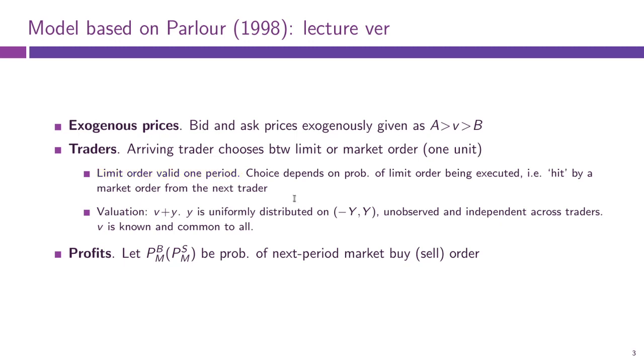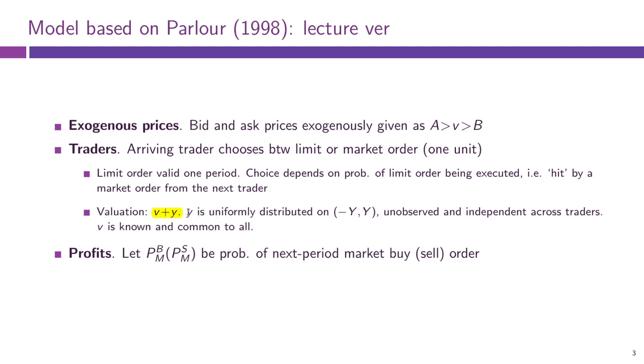Now, what drove the trader's choices between all of these limit and market orders, buy and sell, was the private valuation for the asset. So in particular, the trader's total valuation for the asset is given by V plus Y_i, or Y_t. So Y should have some individual subscript, because Y is the idiosyncratic valuation for the asset by this particular trader. So these Ys are different across traders.